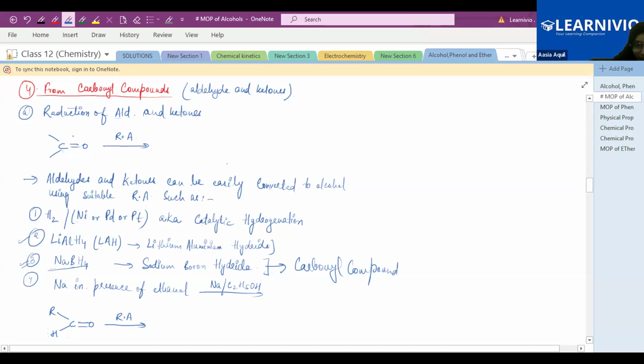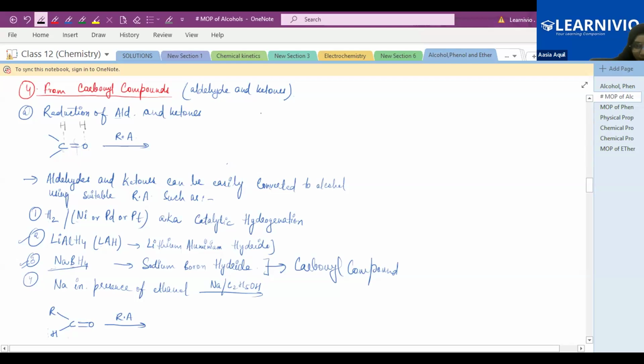So what will happen? This pi bond will break, and one hydrogen will come and make a bond with this carbon, and the second hydrogen will come and make a bond with this oxygen, right? So what you have to do is add the hydrogen to this carbon and the other hydrogen to this oxygen, and just break this pi bond.